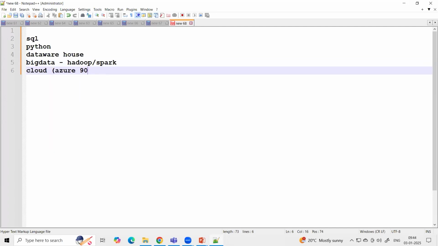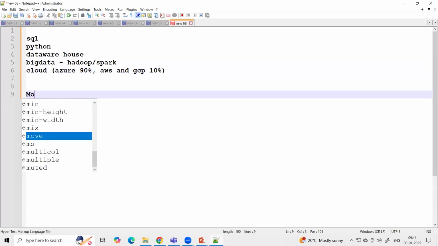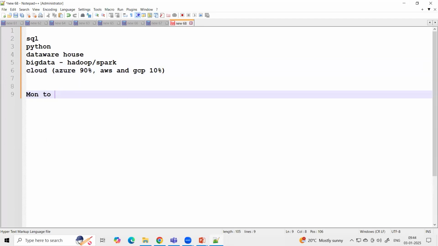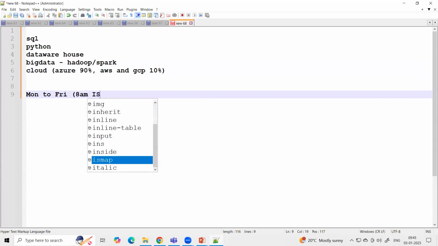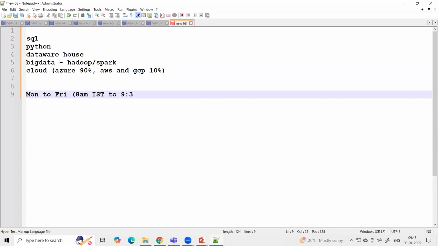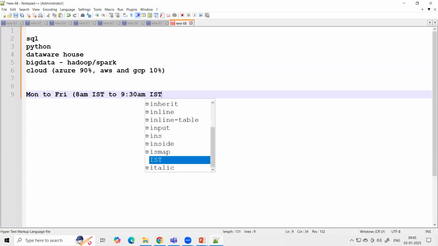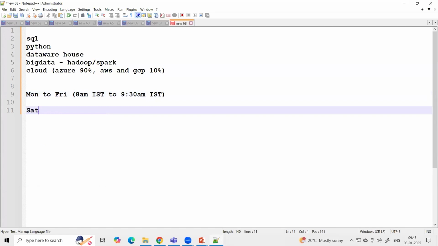Santosh, if you can tell us the fee structure, we can speak over a weekend also. We will be covering Azure 90%, and AWS and GCP 20%. The course will be from Monday to Friday, from 8 a.m. IST. Saturday and Sunday also, not immediately, but maybe somewhere in future you will have some extra classes. Also, projects we'll be doing on weekends only.